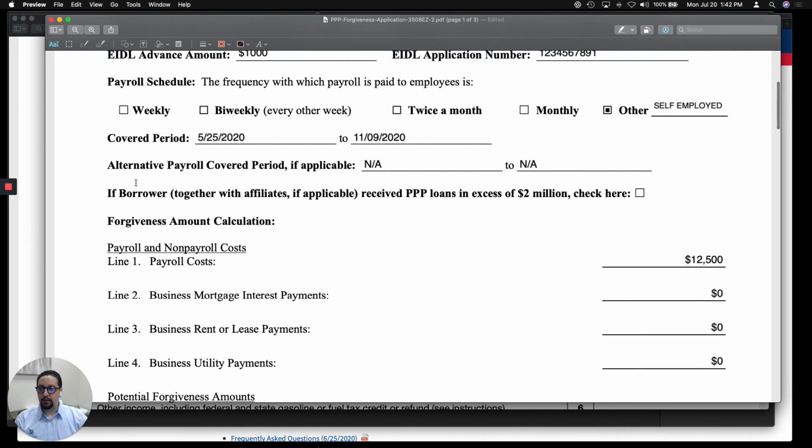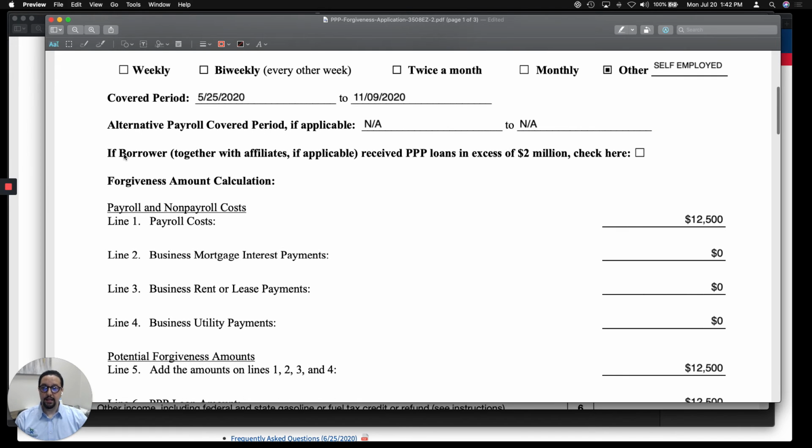Under alternative payroll covered period, basically put NA because that does not apply to you. If you got a PPP loan in excess of $2 million, you check here. But it's basically impossible for a self-employed person to get this amount unless the bank made a huge mistake. So for most self-employed, you did not get a $2 million PPP loan or more, so you do not check this.